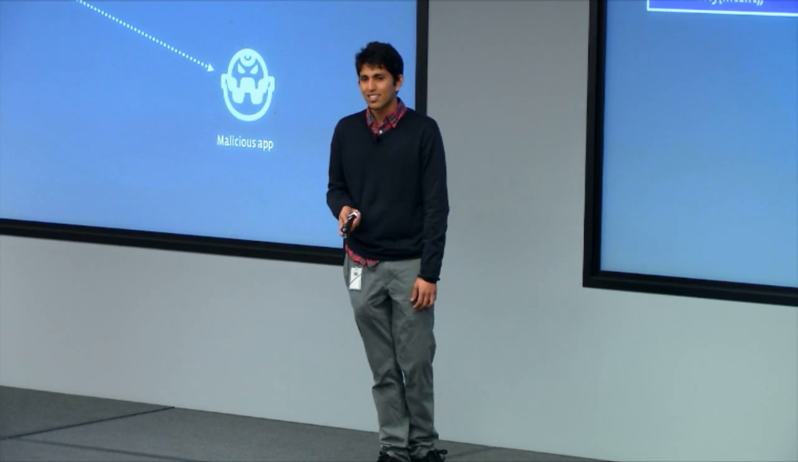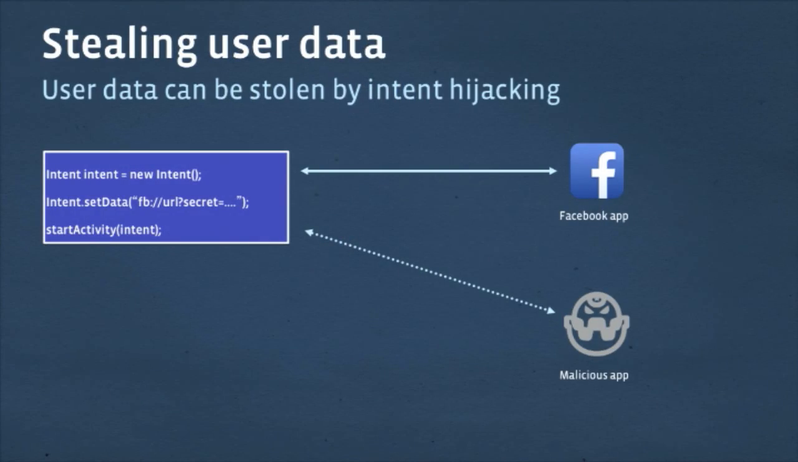I'm going to go through a list of classes of bugs which could cause data leakage to other applications. One of the classes of bugs takes this format essentially. For people not familiar with Android, this creates an intent, which is like a data packet, you could say.